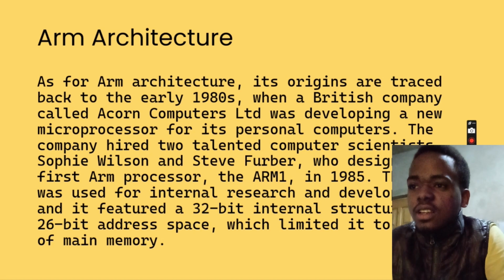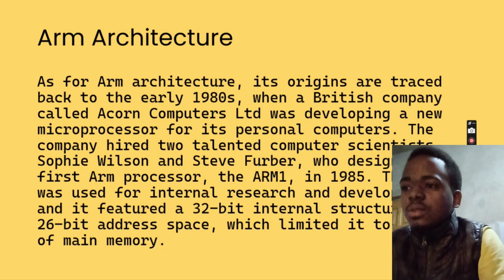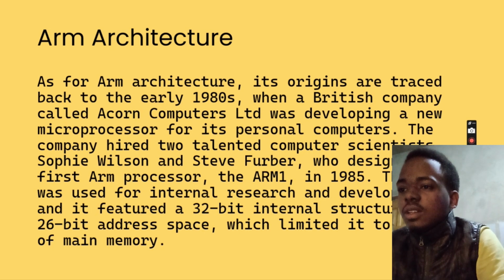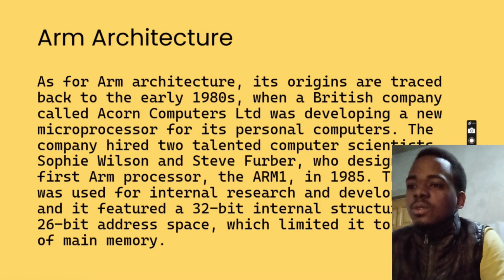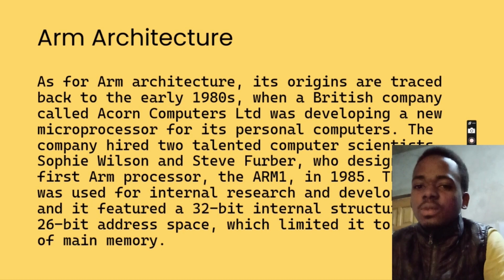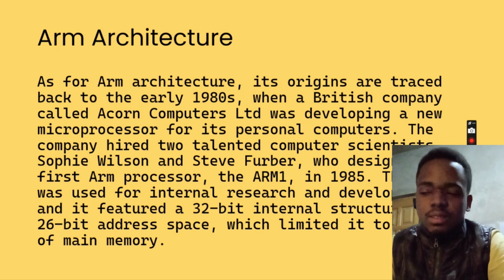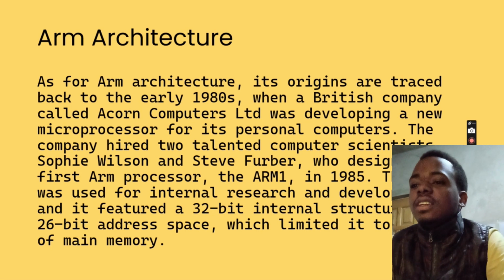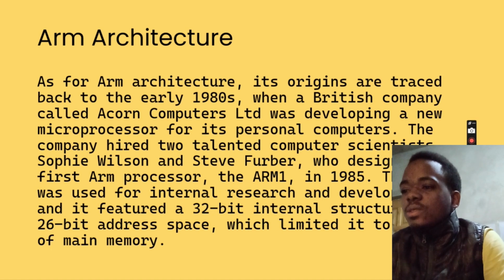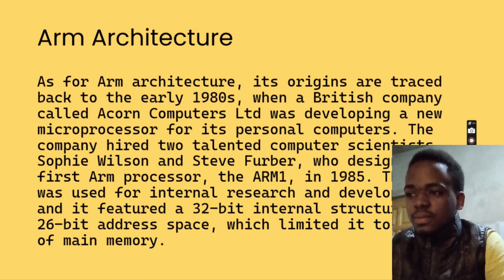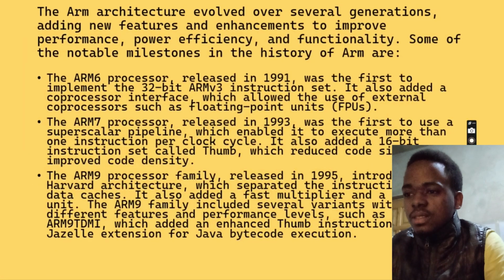As for the ARM architecture, its origins are traced back to the 1980s when a British company called Acorn Computers Limited was developing a new microprocessor for its personal computers. The company hired two talented computer scientists, Sophie Wilson and Steve Furber, who designed the first ARM processor, the ARM1, in 1985. This chip was used for internal research and development, and it featured a 32-bit internal structure but a 26-bit address space, which is limited to 64 MB of memory.